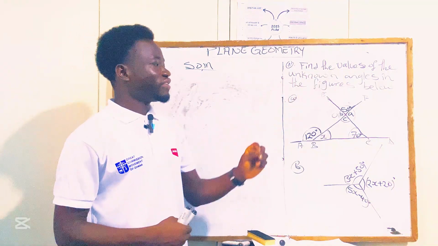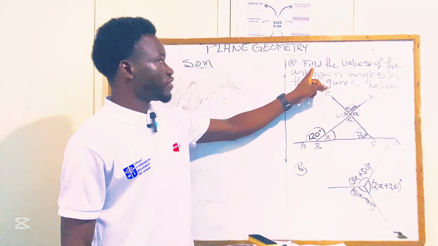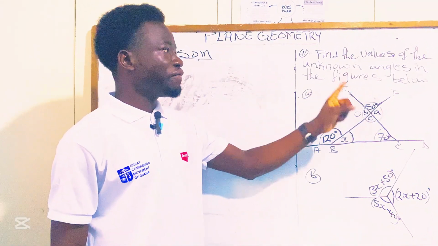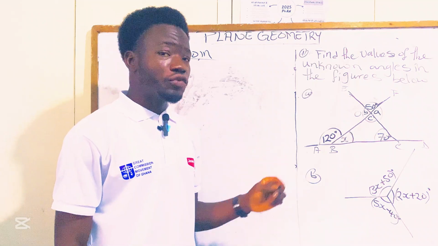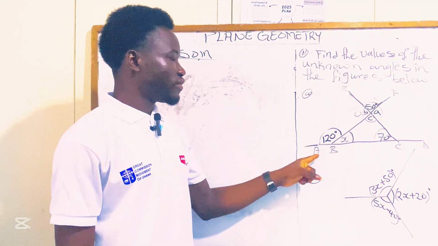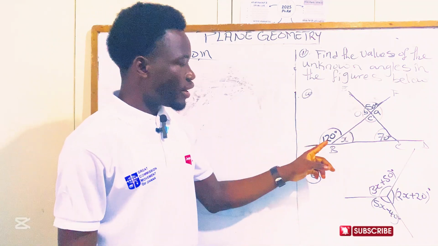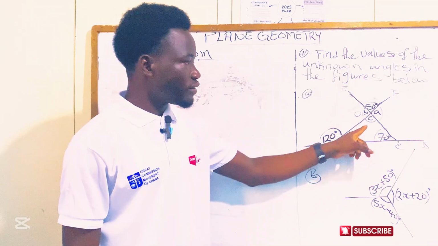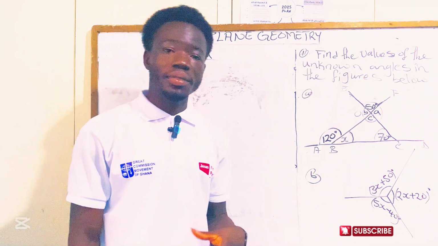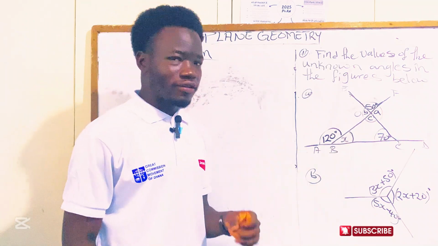The question says, find the values of the unknown angles in the figures below. So there are two figures that have been illustrated down there, and the first one is this and the second one is that. So we are going to deal with this. The missing angles are X, C, A, and B. So we start with any of them that you want to start with. So let's start with X.